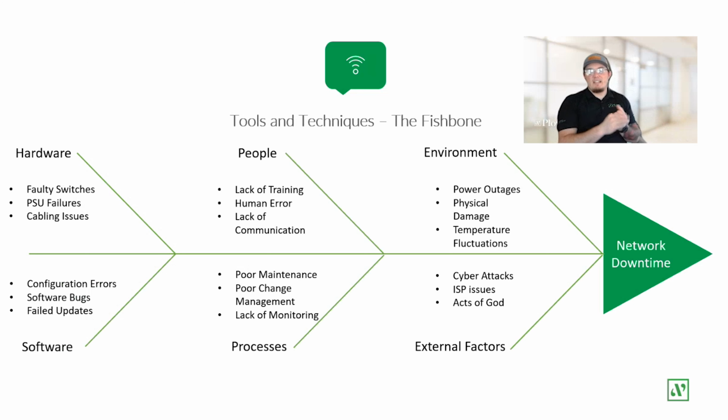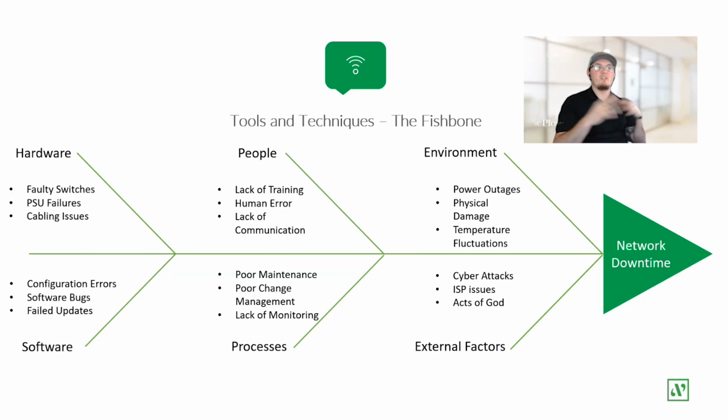All right. So we talked about tools and techniques. The first one I want to jump into is what's called the fishbone. The fishbone is designed to help us identify possible root causes so that we're not reinventing the wheel every time we need to perform a root cause analysis, or just in general figure out what a problem is, right? At the head of our fish here, you can see network downtime.